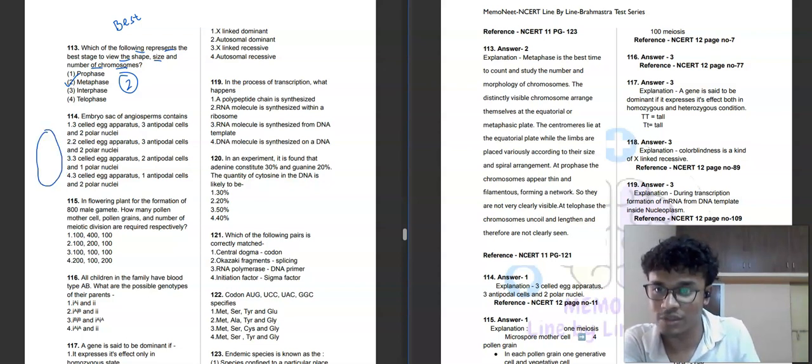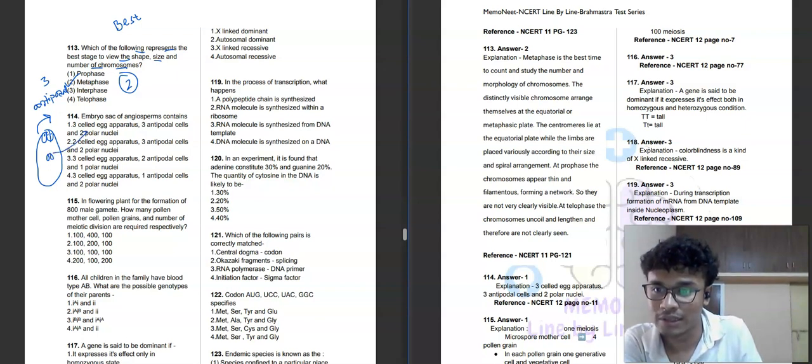Suppose this is the embryo sac of an angiosperm. We can see there are 3 antipodal cells. Now here there will be 2 polar nuclei.